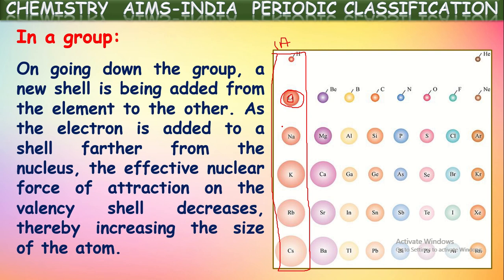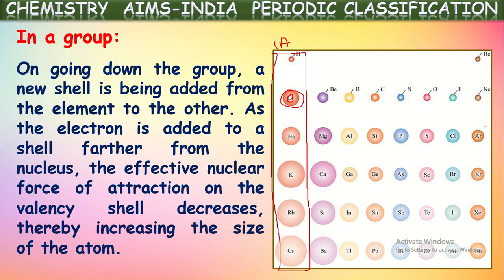Observe the size of the elements in the first group shown here, from hydrogen to cesium. What happened here? Hydrogen has only one shell, lithium has two shells, sodium 3, potassium 4. In this way, number of shells are being increased. As number of shells increases, obviously size of the atoms also increases. It happens in all the groups. So we can summarize, in a group from top to bottom, atomic size increases.